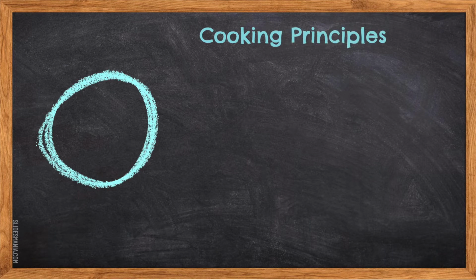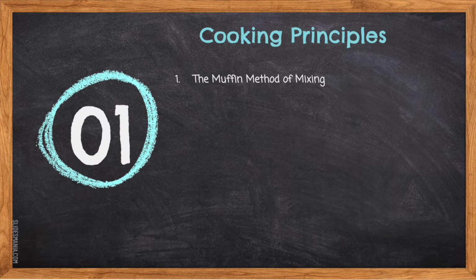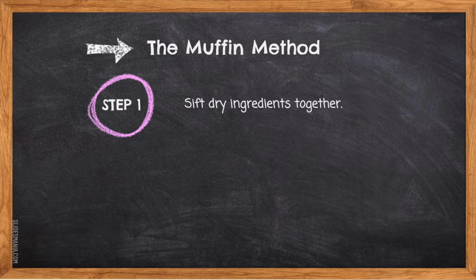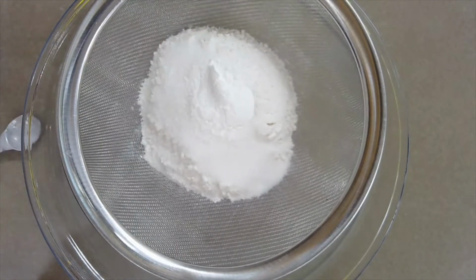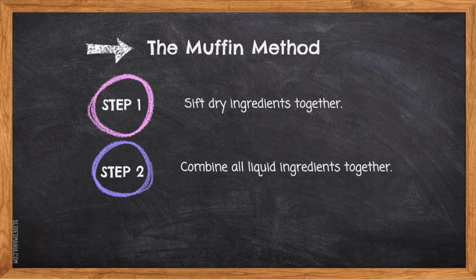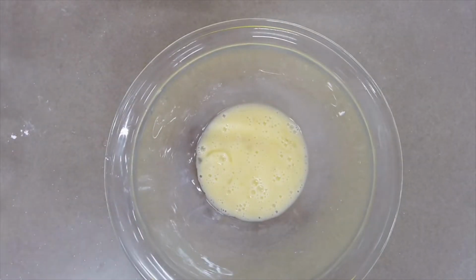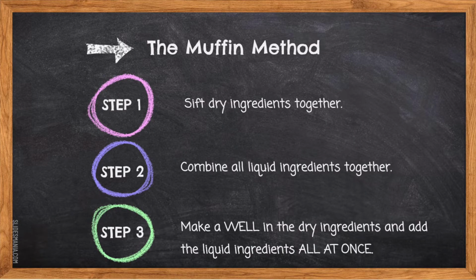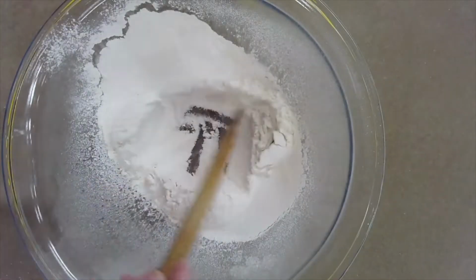Your cooking principles are as follows. 1. The muffin method of mixing. Muffins are mixed by the muffin method. The muffin method consists of 3 steps. Step 1. We sift all our dry ingredients together. Step 2. We combine all our liquid ingredients together. And step 3. We make a well in the dry ingredients and add the liquids in all at once.